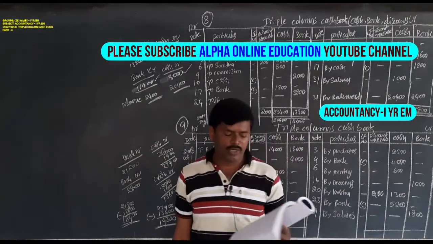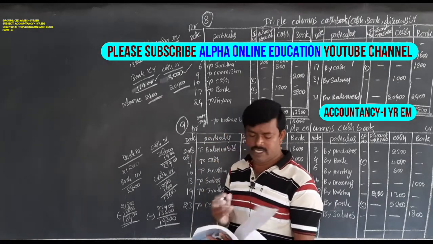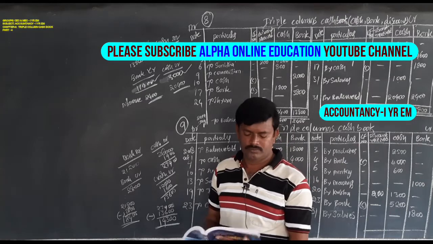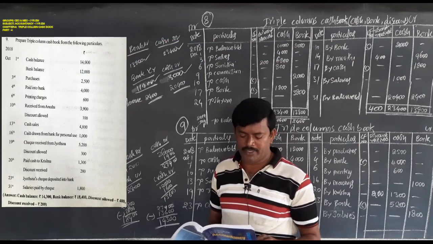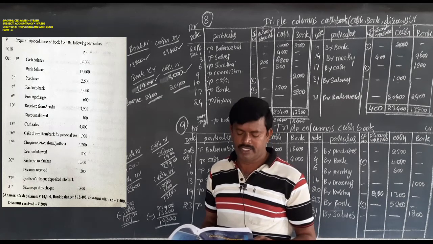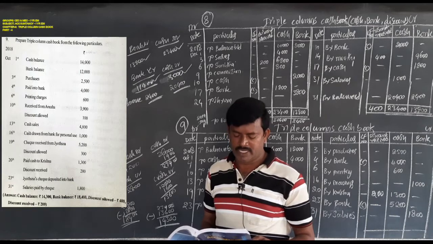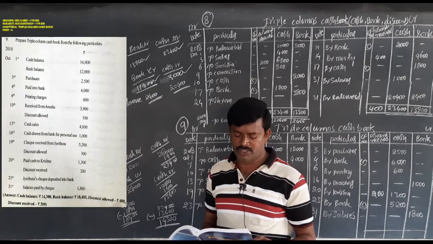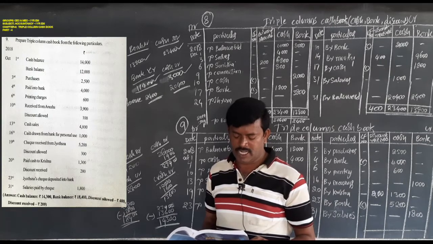Next, come to the 9th problem. First listen, 9th problem. Prepare triple column cash book from the following particulars. Cash balance and bank balance, it is on the debit side. Purchases, credit side, cash column. Paid into bank, this is the contra entry. Printing charges, this is also credit side in cash column.